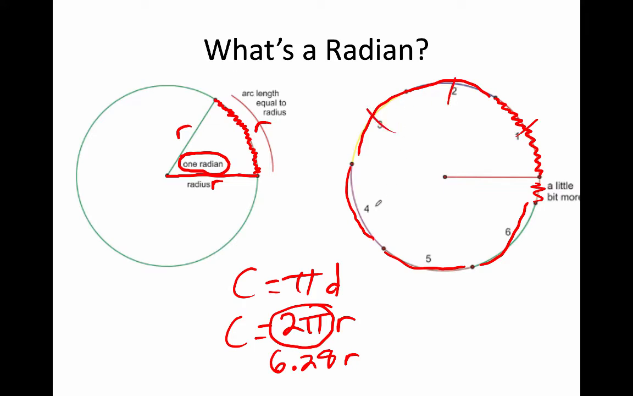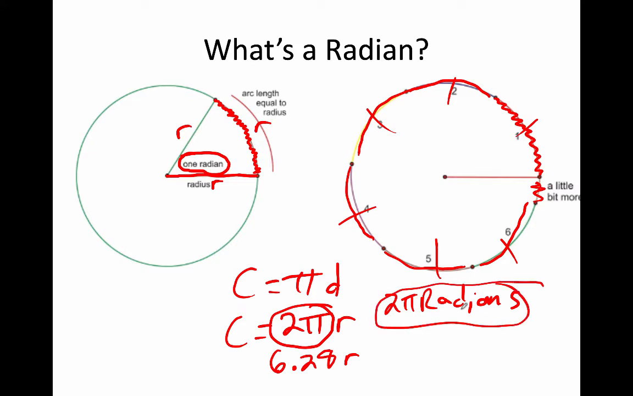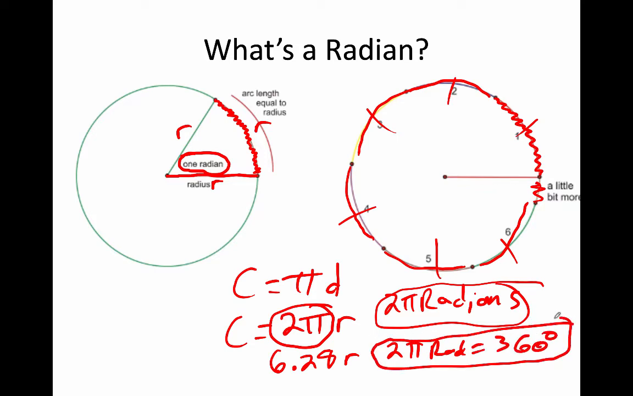And what did we do when we went around the circle? 1, 2, 3, 4, 5. We went 6 radiuses and a little bit. That means that 2 pi radiuses, also known as 2 pi radians, gets us all the way around a circle. Holy cow. That means 2 pi radians is equal to 360 degrees. And that, my friends, is your ticket. You got to have a ticket.